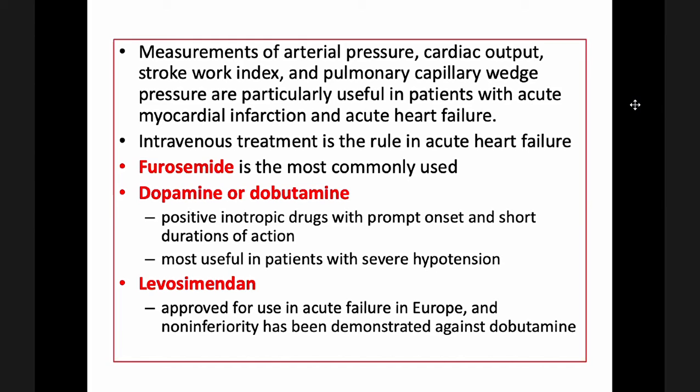So you can give intravenous treatment here. You may give a diuretic. This is the most commonly used. And then you may use also dopamine or dobutamine because these drugs have positive inotropic effects. It has a prompt onset as well as a short duration of action and is useful also in patients who are severely hypotensive, especially dopamine. Levosimendan has been approved also for use in acute heart failure in Europe, and non-inferiority has been demonstrated against dobutamine.